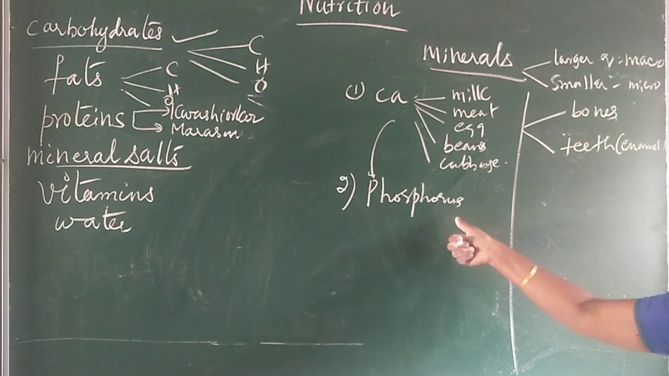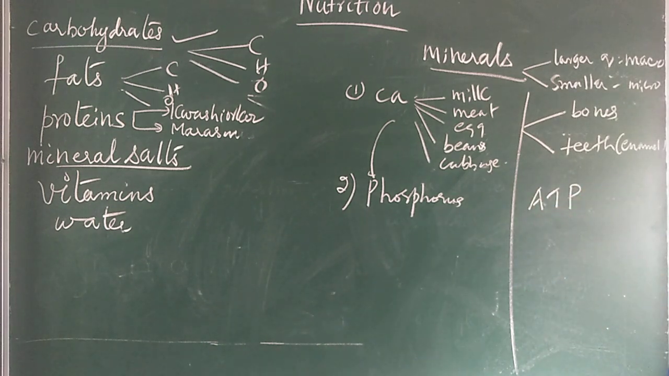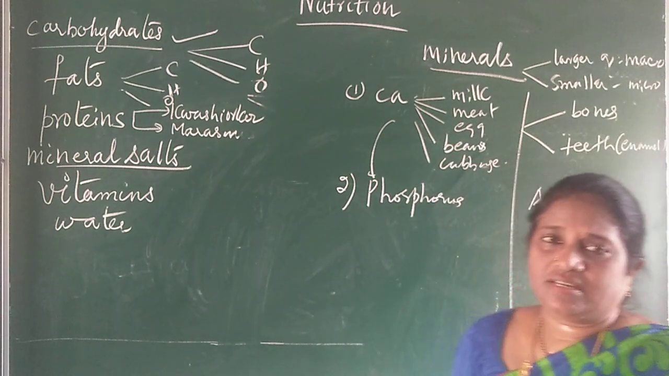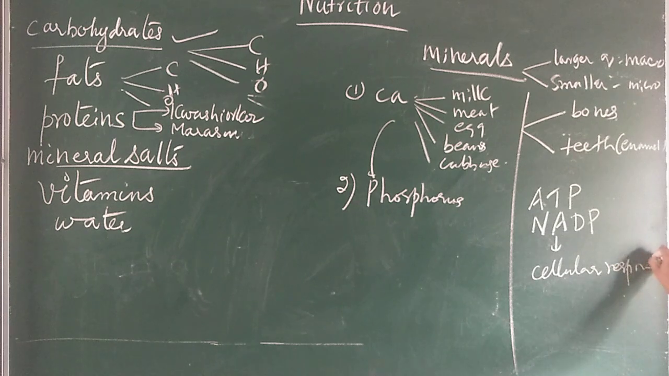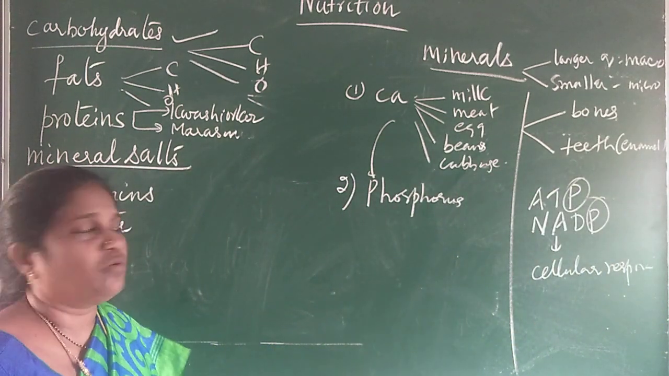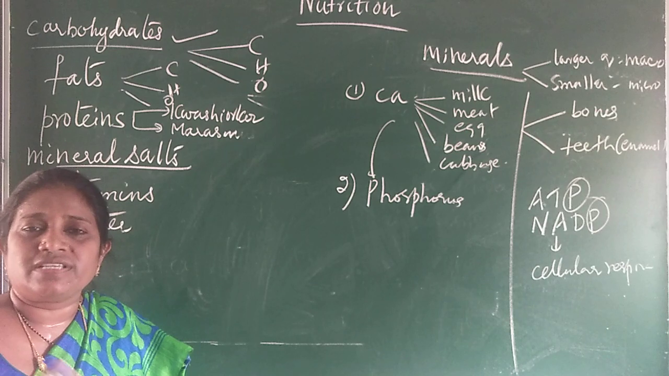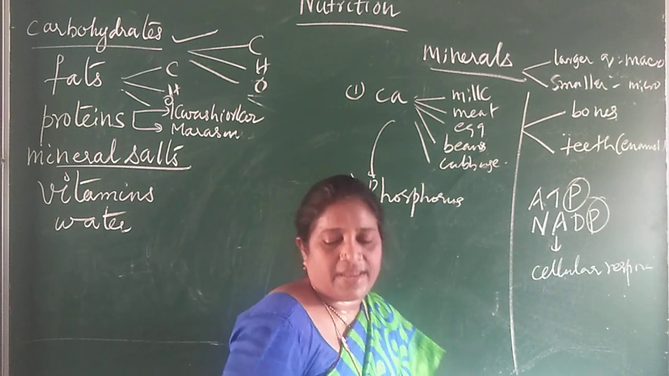Now coming to the next ion, phosphorus. Phosphorus is another important mineral found in banana, potato, etc. It is very important for the formation of energy-rich compounds like ATP and NADP. ATP is adenosine triphosphate and NADP is nicotinamide adenine dinucleotide phosphate. These are energy-rich molecules formed during cellular respiration. If you observe these molecules, they contain phosphorus. So, children, apart from being an important constituent for the development of bones and teeth, phosphorus is also important for the formation of energy-rich molecules, mainly ATP and NADP.